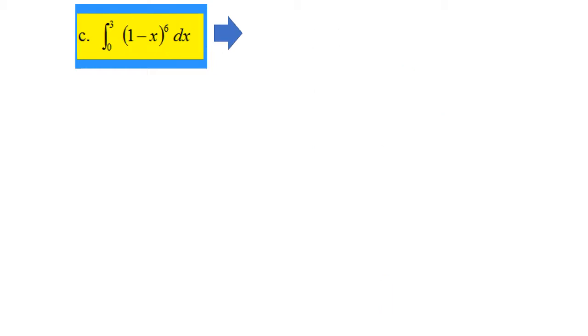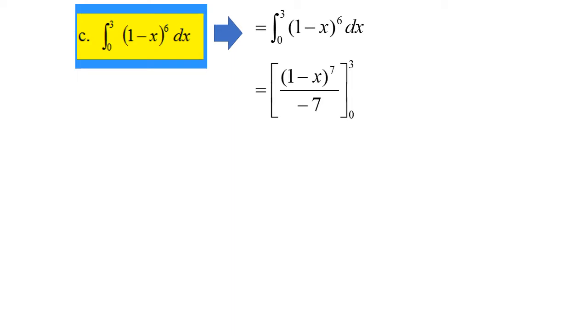Next example, we integrate (1 minus x) to the power of 6 from 0 to 3. As we know, when we integrate (1 minus x) to the power of 6, the 6 will be plus 1, so it will be equal to 7, and we put 7 on the denominator. Next, we have to differentiate inside this bracket. When we differentiate 1 minus x, we will have negative 1. So we multiply negative 1 with 7, and it will be negative 7.